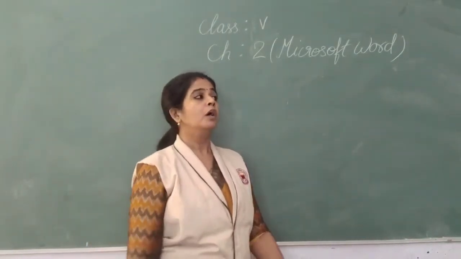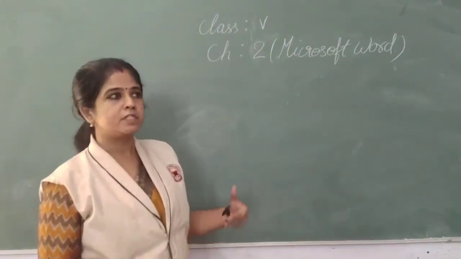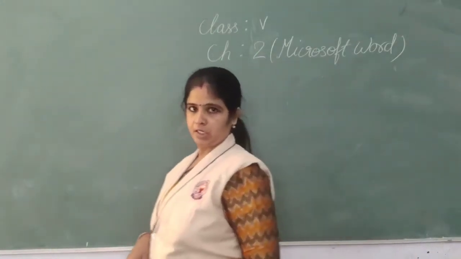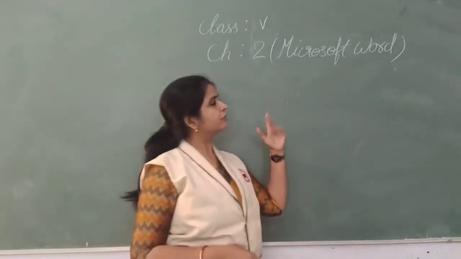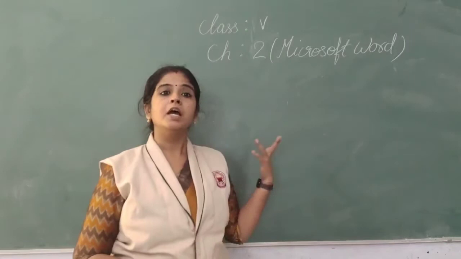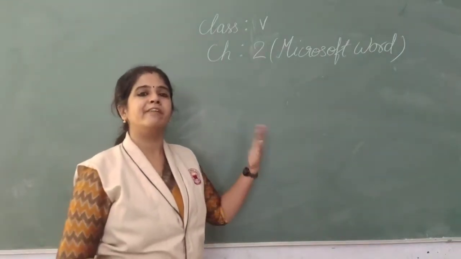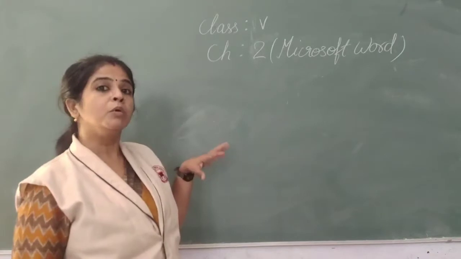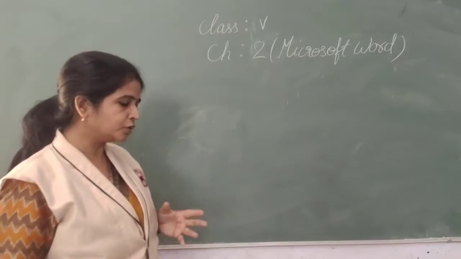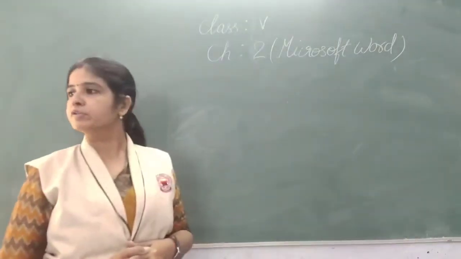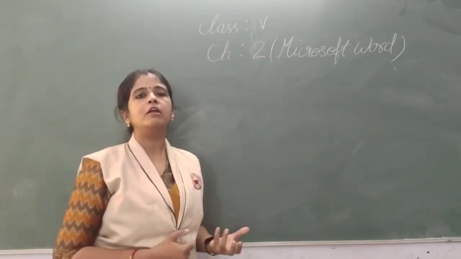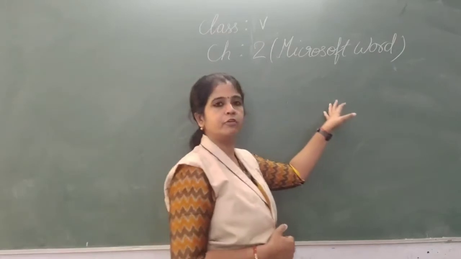Safe at home. Today we are going to start revision of our chapter number 2, that is Microsoft Word Intermediate. It means you have learned some things about Microsoft Word in your previous class, and now in this class you are learning advanced Microsoft Word, some more features or more options of MS Word. So today we will go in lab, but before going to lab we will revise the things which we have learned in previous class for Microsoft Word.